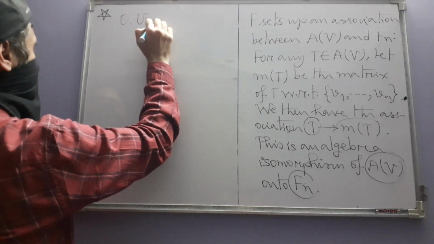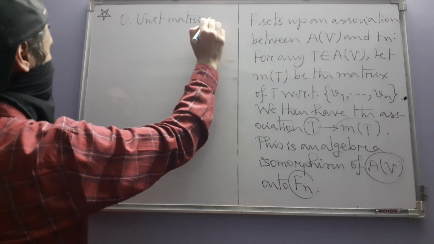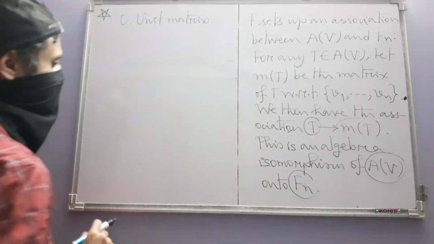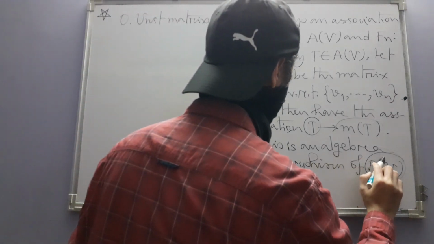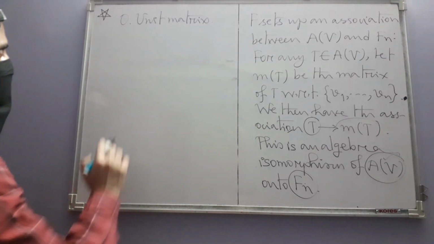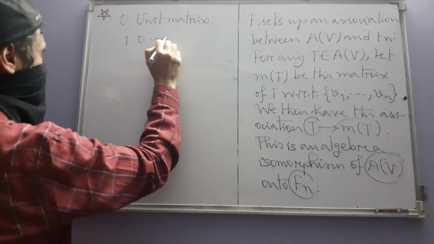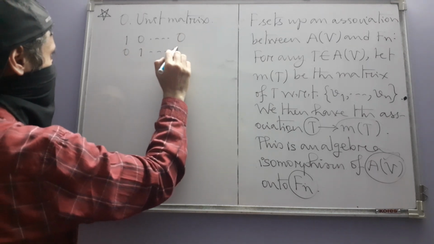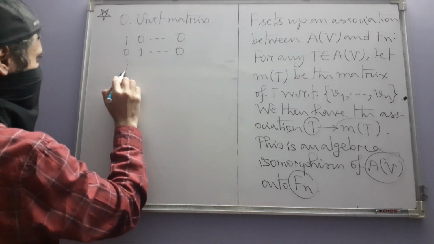And the unit matrix in the current context where n is fixed is that matrix which corresponds to the identity operator in A of V. And that matrix you already know how it looks. Its leading diagonal entries are all 1.